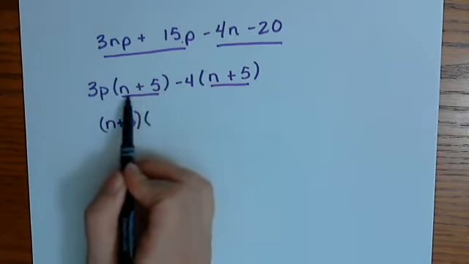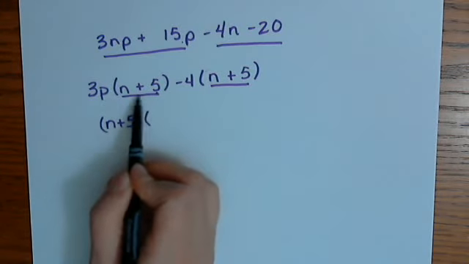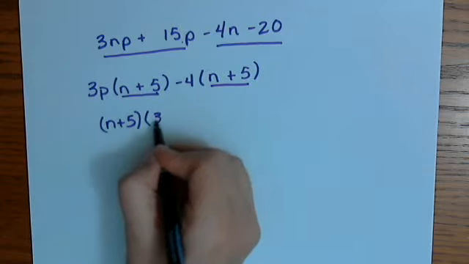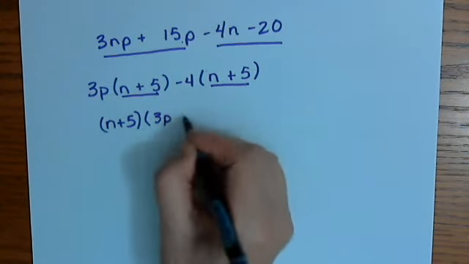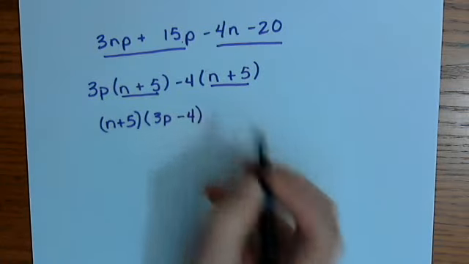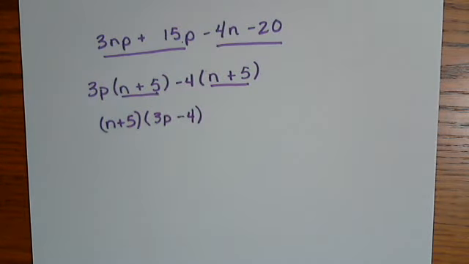Then I open up another set of parentheses and I write down what I have left over. So when I factor out the n plus 5 from this term, I'm left with 3p. And when I factor out the n plus 5 from this term, I'm left with a negative 4. So you should get an answer of n plus 5 times 3p minus 4. I sure hope you got that.